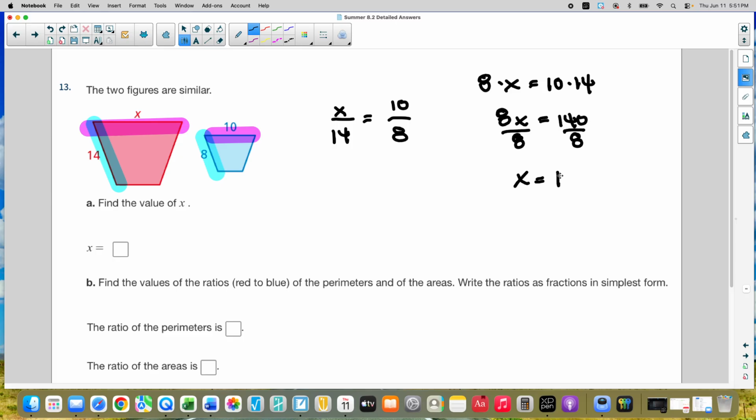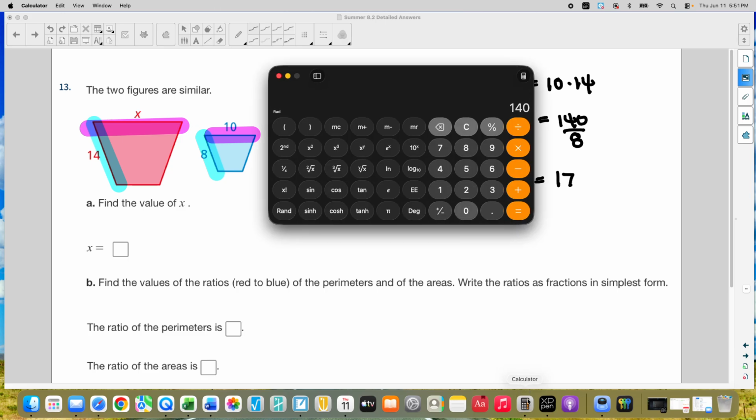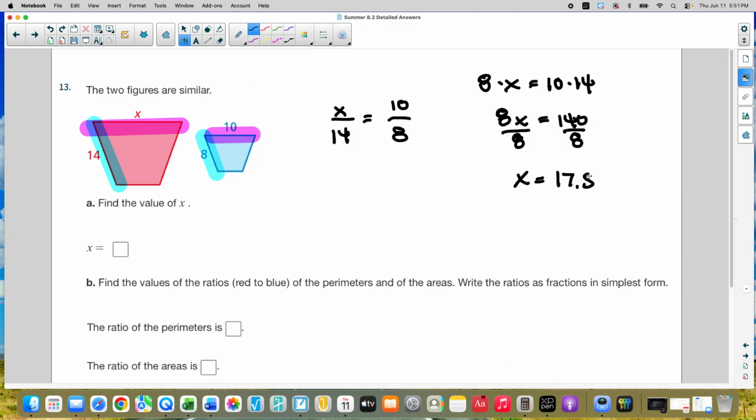X equals... what's 140 divided by 8? 17.25? Is that what it is? 140 divided by 8. 17.5. Yeah, 17.5. So the length of x is going to be 17.5.